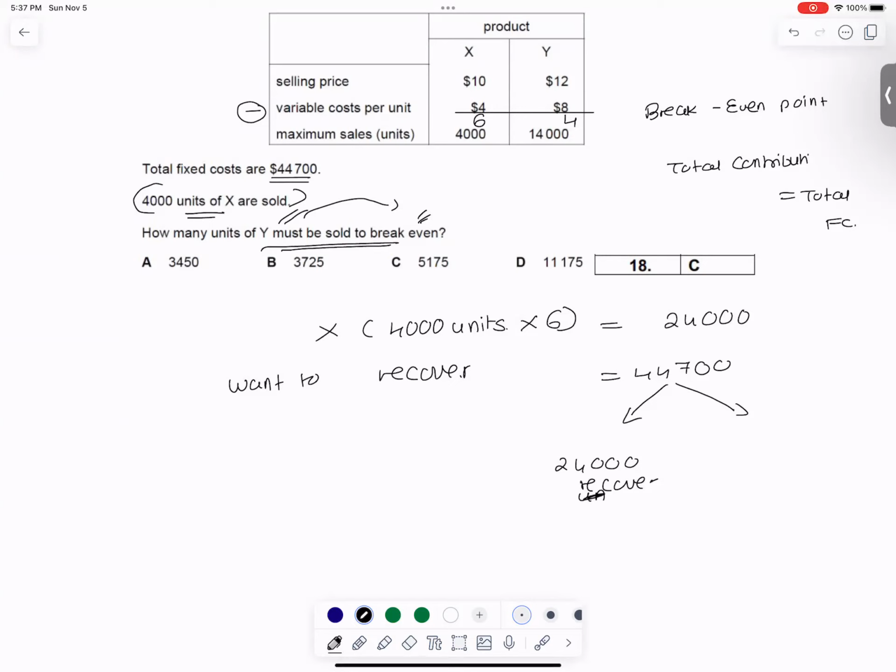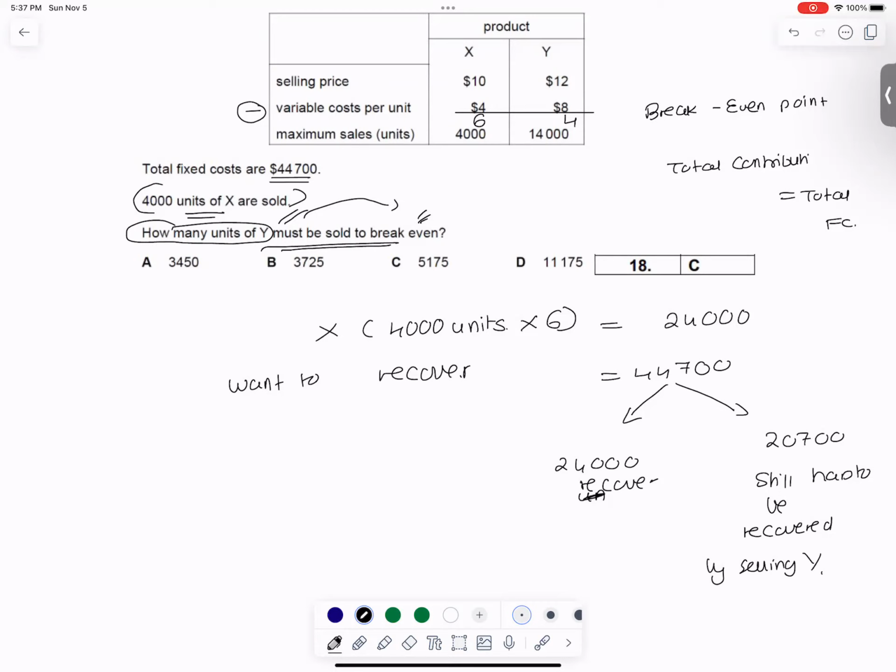44,700 minus 24,000. You still have to recover 20,700. So 20,700 still has to be recovered, and this has to be recovered by selling which units? By selling Y. So now they want to tell you how many units of Y you must sell so that you break even. So that you break even means so that you recover 44,700.